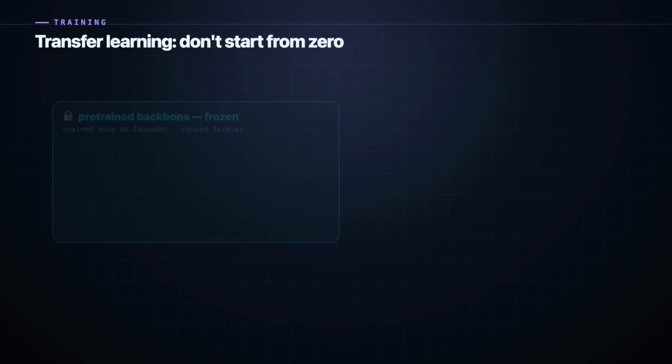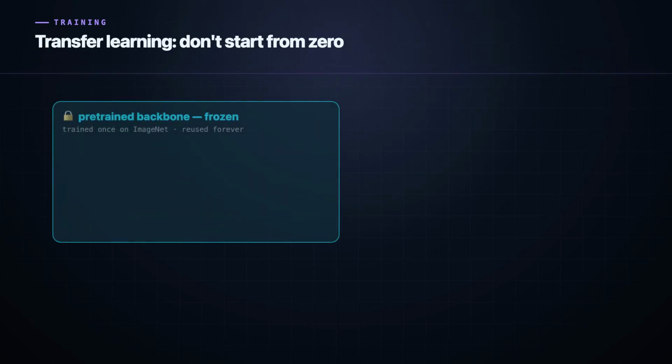And now the second trick, transfer learning, which is honestly how almost all real vision work gets done today. Think about what a network trained on ImageNet already knows. Its early layers learned edges, deeper ones learned textures, then object parts, then whole objects. That knowledge is general. Edges and textures are useful for almost any image task, not just the one it was trained on. So why throw it away?